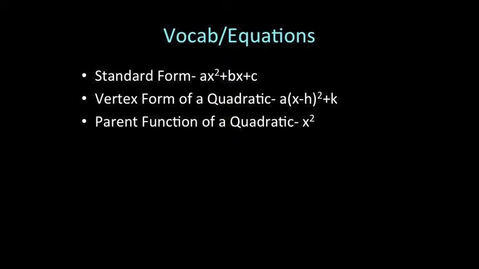And here are some vocab and equations. The standard form is ax squared plus bx plus c. The vertex form of a quadratic is a(x minus h) squared plus k. And the parent function of a quadratic is x squared.